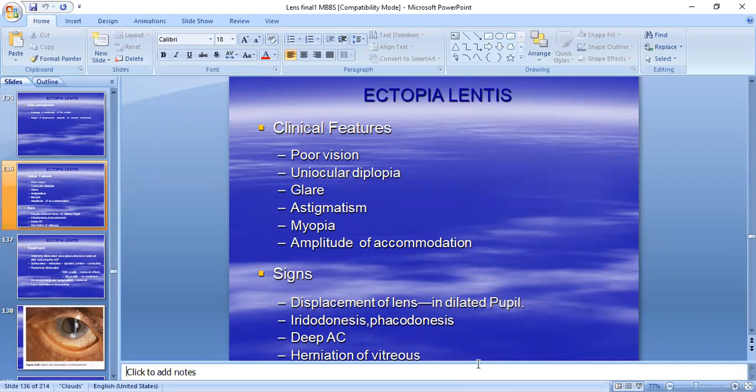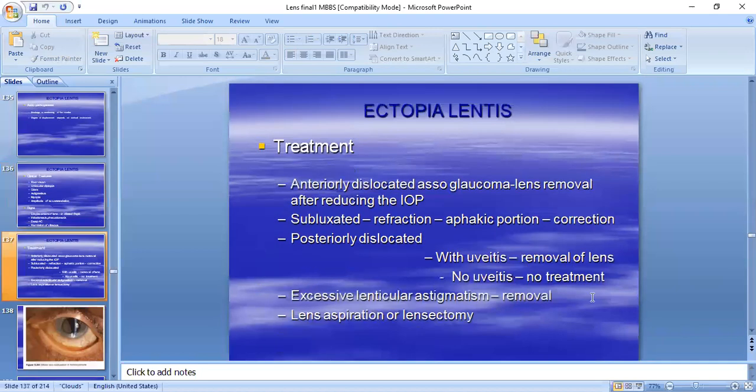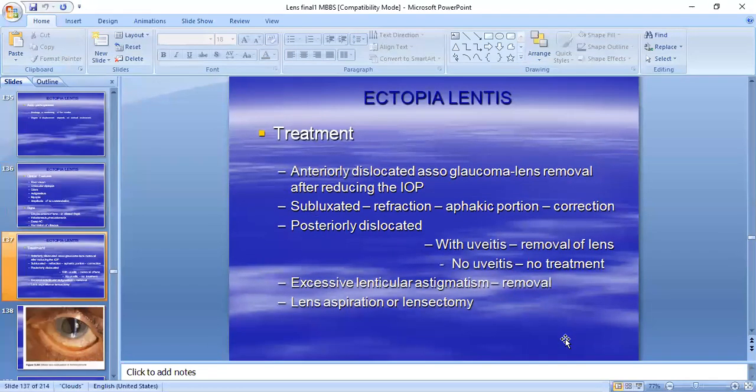If it is an anterior displacement, the pupil will be dilated, with iridodonesis, phacodonesis, deep AC, and herniation of vitreous into the anterior chamber can also occur. Anteriorly displaced lens, I have already told you, if it is associated with glaucoma, we try to reduce intraocular pressure initially, and then remove the lens. For a subluxated lens, I have mentioned refraction, aphakic portion correction. Usually it is well tolerated, but if the other eye is 6/6, the patient will have a problem.